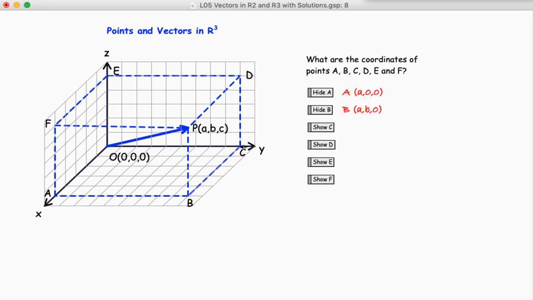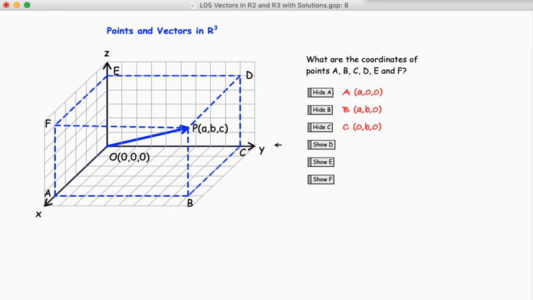Now let's look at point C, which is over here. So what's happened on point C? We've moved along the Y-axis. We have not moved along the X, nor have we moved up along the Z. So the coordinates of this point should be 0, B, 0. Let's find point D. It's up here. So for point D, we've now moved along the Y-axis, and we've also moved along the Z-axis. We have not moved along the X-axis, though, because that would require us to move this way.